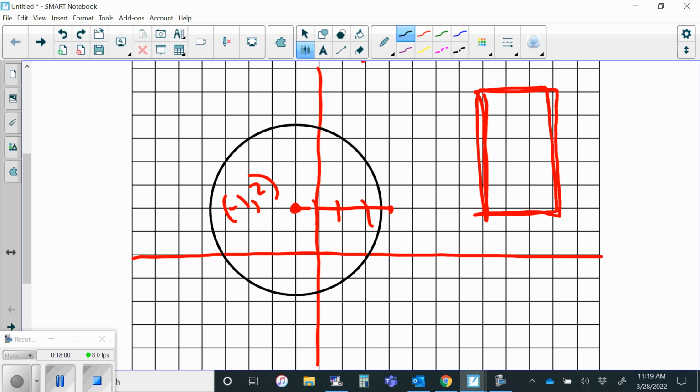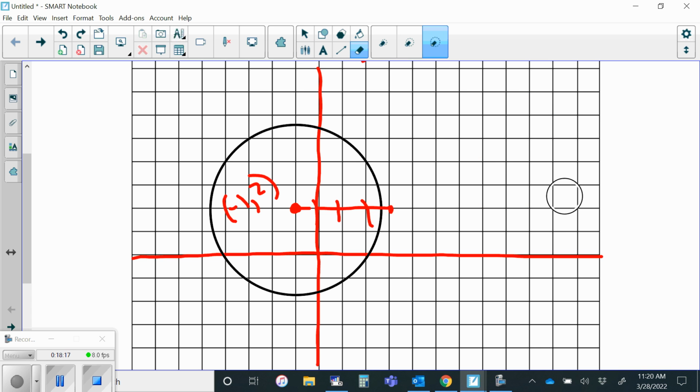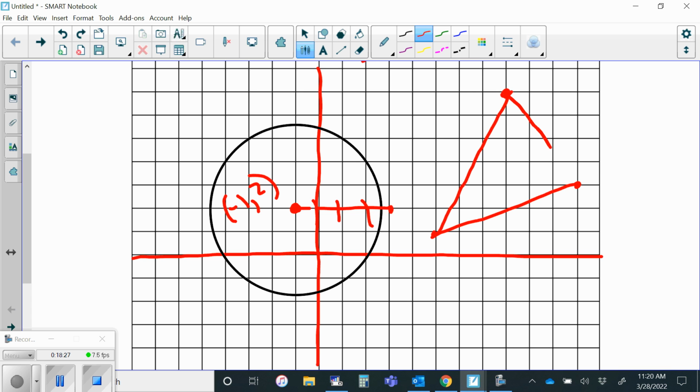Why is this shape really easy to find the area of? Because these lines are straight across, you can just count how long it is, and then you do length times width. Yes? Why is this shape a little bit more of a pain to find the area for?